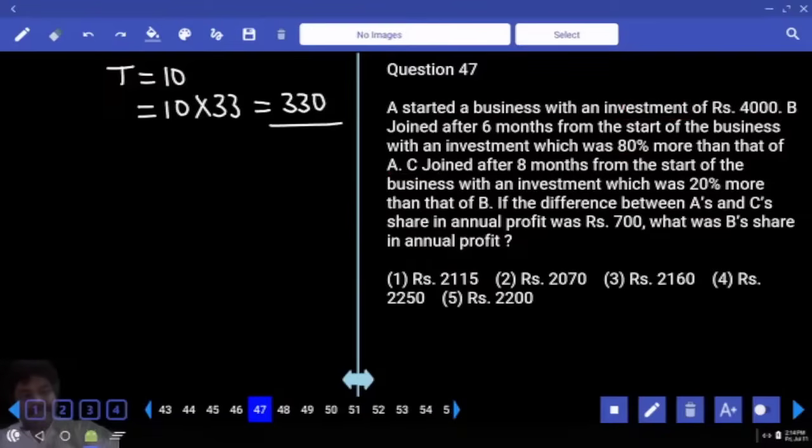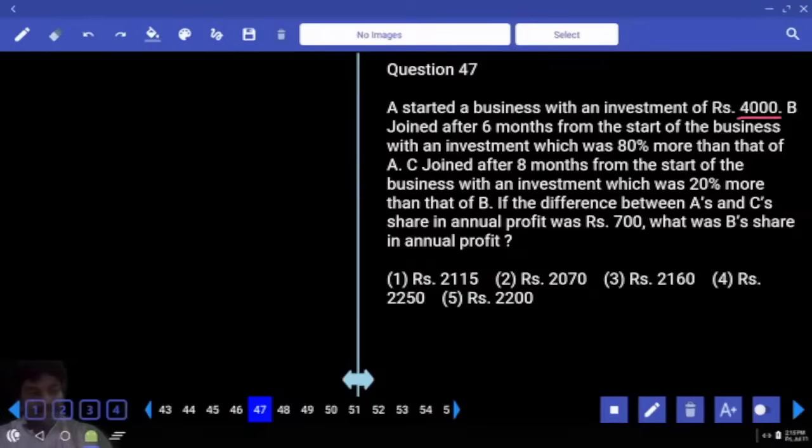Next. A started a business with an investment of 4,000. B joined after 6 months from the start of the business with an investment which was 80% more than A. C joined after 8 months from the start of the business with an investment which was 20% more than B. A started with 4,000. B's investment is 80% more. What is 10%? 80% will be 400 times 8, which is 3,200. 3,200 more.